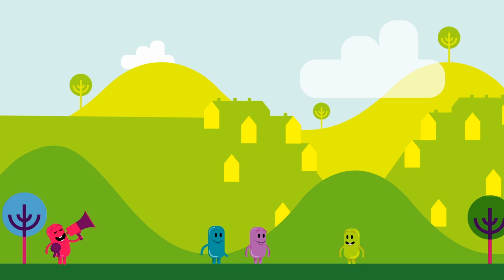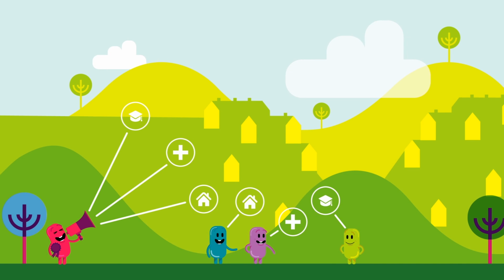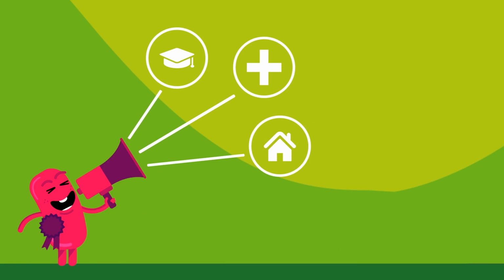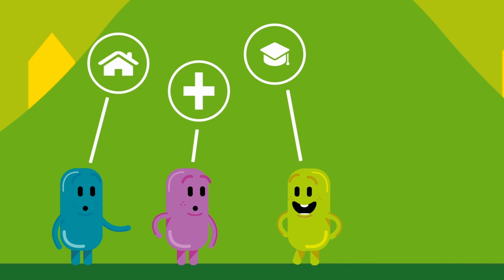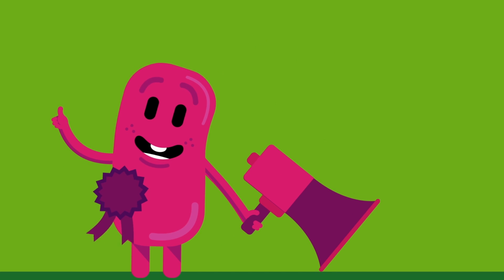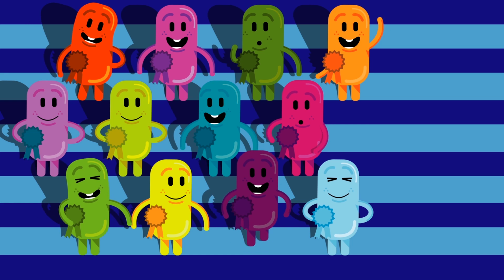Working out the constituency vote is easy. People vote for the person whose ideas they like the most, and the person with the most votes wins. This is called first past the post. Working out the regional vote is different.